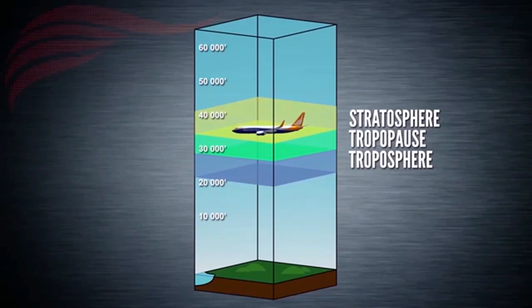In the lower stratosphere, there is much less air than in the lower troposphere, and the air is also colder and relatively calmer. These conditions make the region between 30,000 feet and 40,000 feet ideal for airliners to fly, as skin friction drag over the aircraft is virtually reduced to nil.